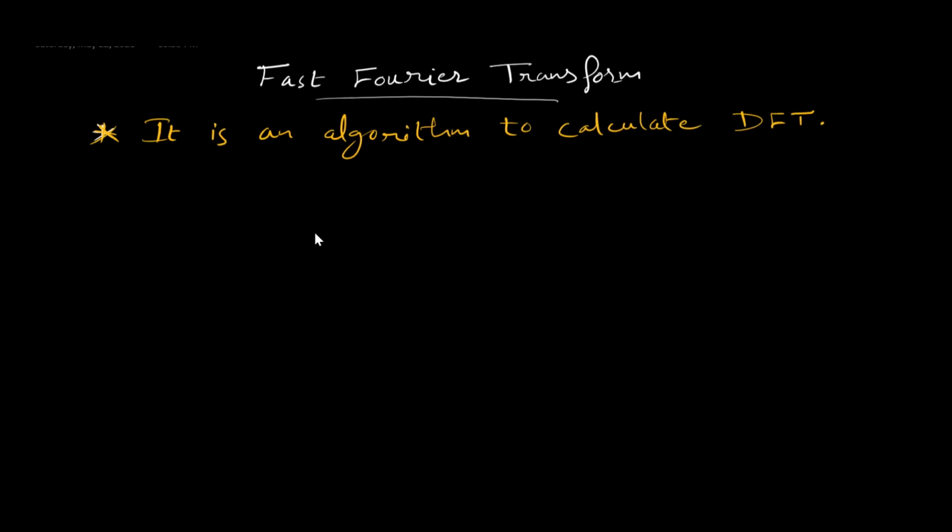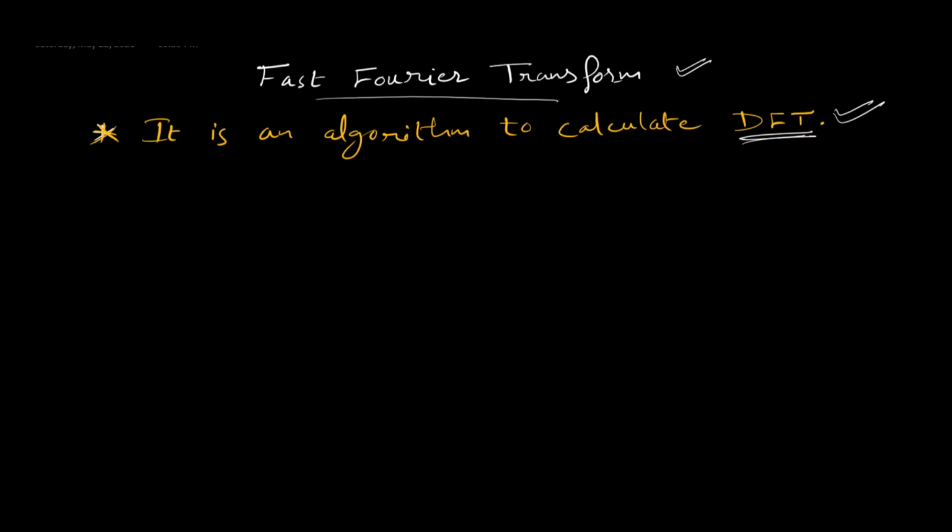Hello everyone. So today we'll start with fast Fourier transforms. What is fast Fourier transform? Fast Fourier transform is basically an algorithm to calculate DFT only, discrete Fourier transform only. All right. Now, if we have a DFT like tool, then what is the need to have fast Fourier transform?